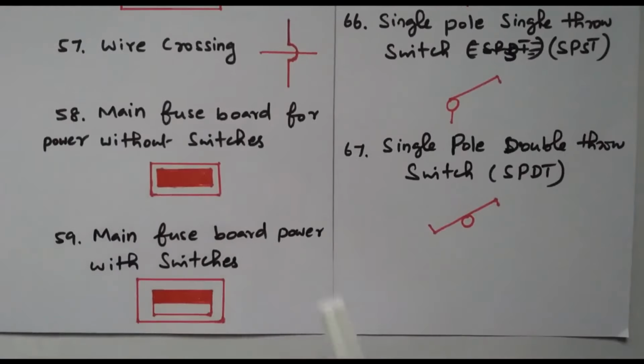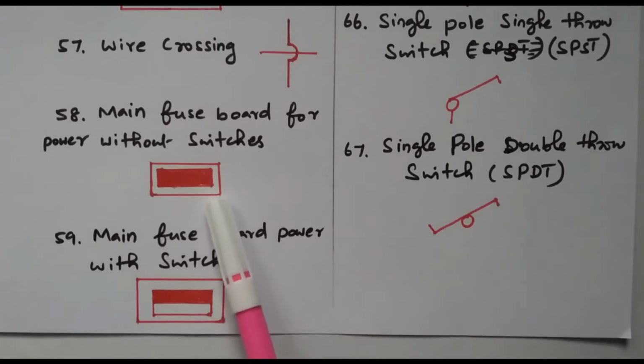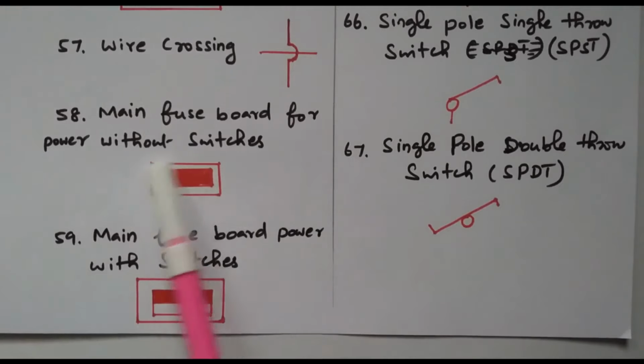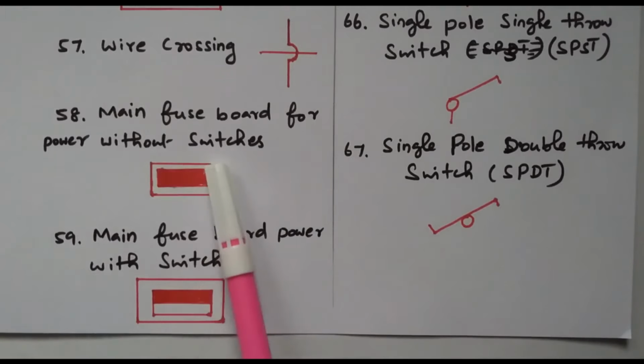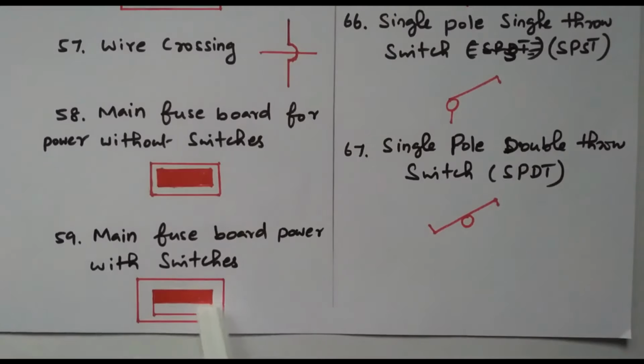Then main fuse board without the switches. So fully shaded. But two boxes are available. If only one box is available, as in the previous case, it is a distribution box. With the switches, two boxes are available and partly shaded. If it is fully shaded, without switch; partly shaded, with the switch.